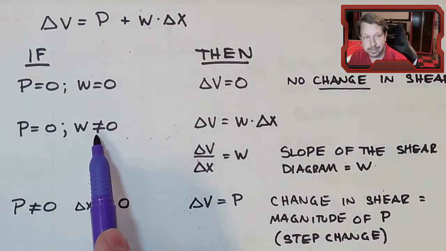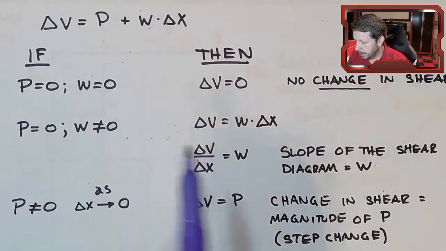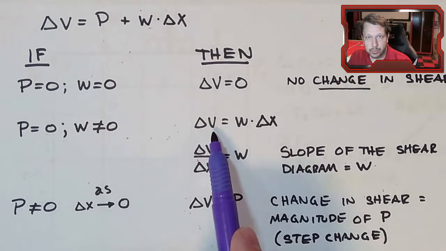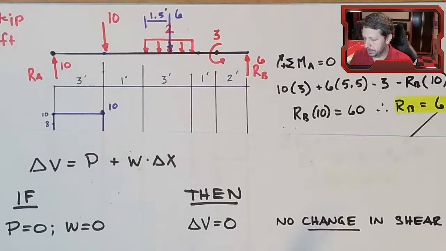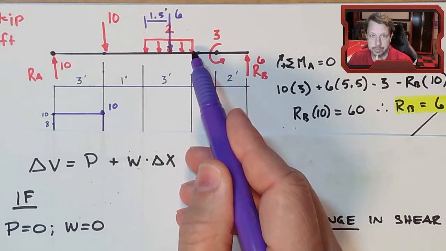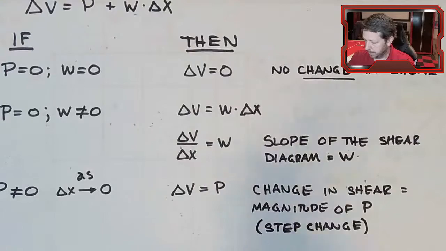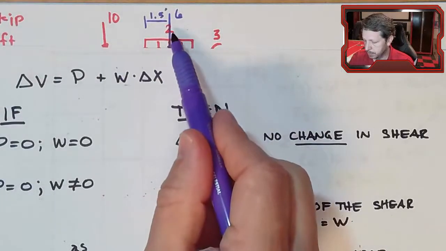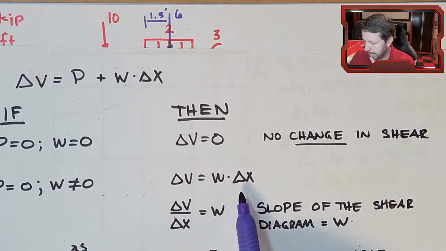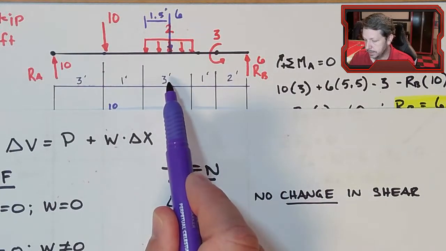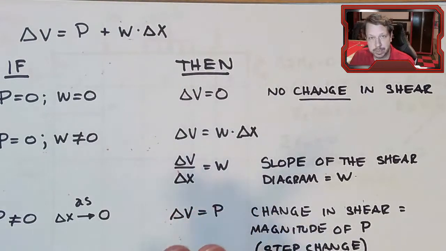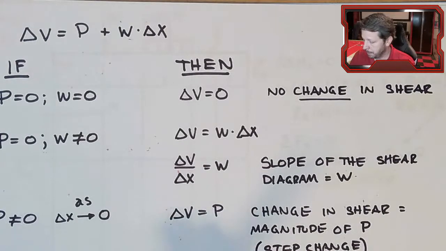When there is a distributed load, it's not equal to 0, then the change in shear, so the total change from one end of this section to wherever I end this section, in this case the section will end at the end of the distributed load, then that total change will be W. In my case, W is 2 kips per foot, times delta X, which is 3 feet. So the total change from one end to the other will be 6, and it's negative because the distributed load is pointing downward. So it'll be negative 6 kips.